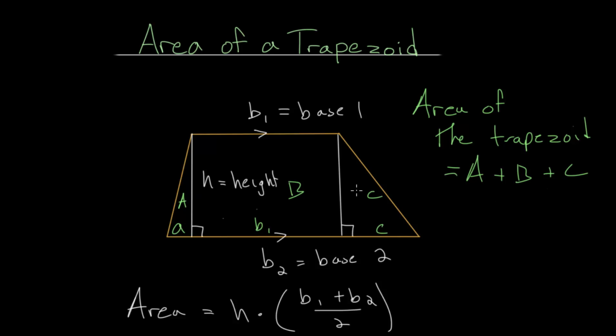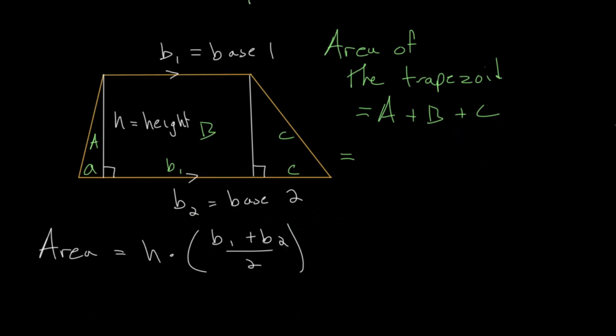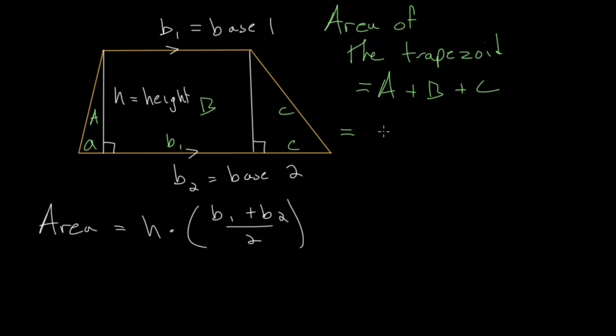So remember the area of a triangle. Let me make just a little bit of room so that we have some space to do this. But the area of a triangle is half the base multiplied by the height. So for A, it would be half of A multiplied by H. The area of the rectangle is just the length times the width, or the base times the height, depending how you want to think about it. So this width is B1, and the height is H.